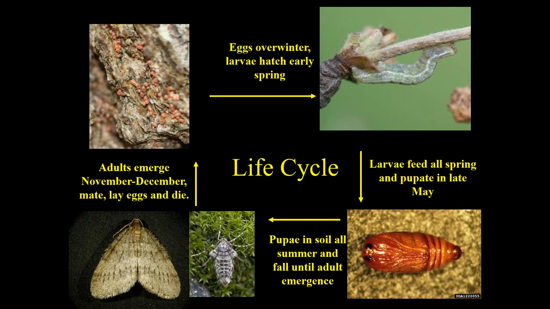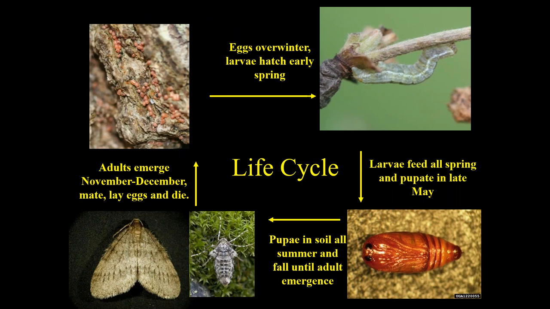And they emerge as adults, shown over here on the lower left, in November and December. The females, shown here, have no wings, and that's true of many of our geometric species. And they do this because it allows them to devote all of their energy to egg production. They let the males do the flying. So even gypsy moths are like this. Gypsy moth females have wings, but they let the males do the flying. The gypsy moth females don't fly.